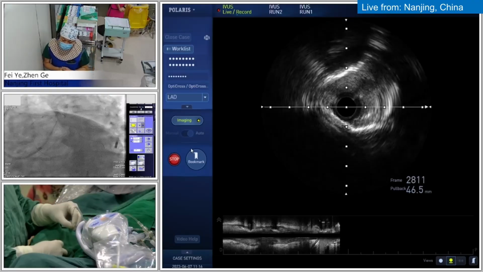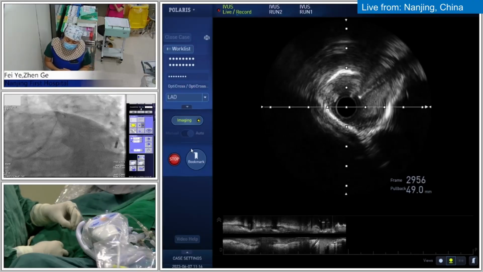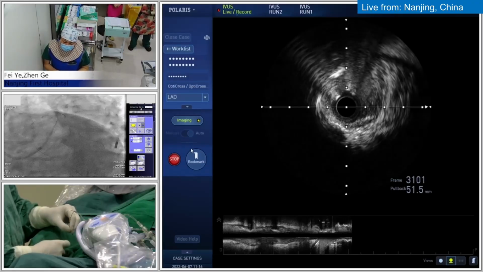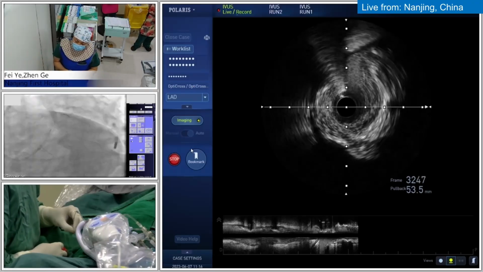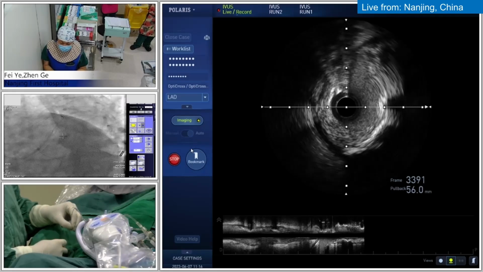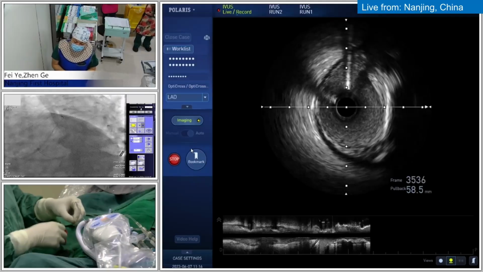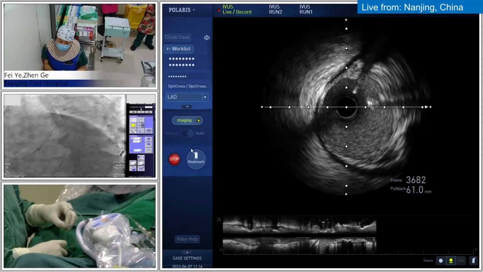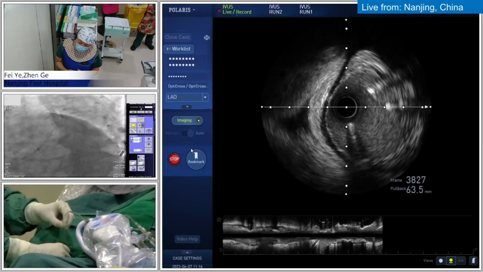And here, this is the body of the left main, and the plaque burden is very large. This left main plaque is also calcified. The calcification angle is not more than 180 degrees. This is the body of the left main. The plaque burden is getting smaller and smaller, and the diameter is about 5.0.